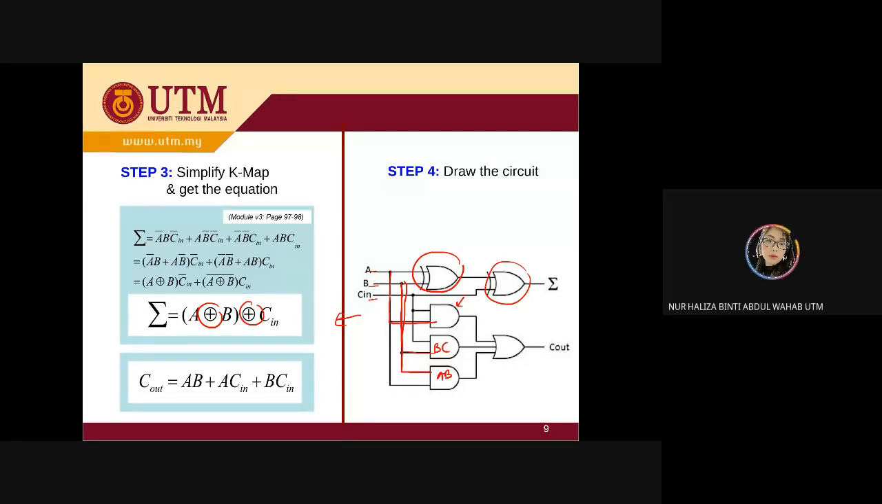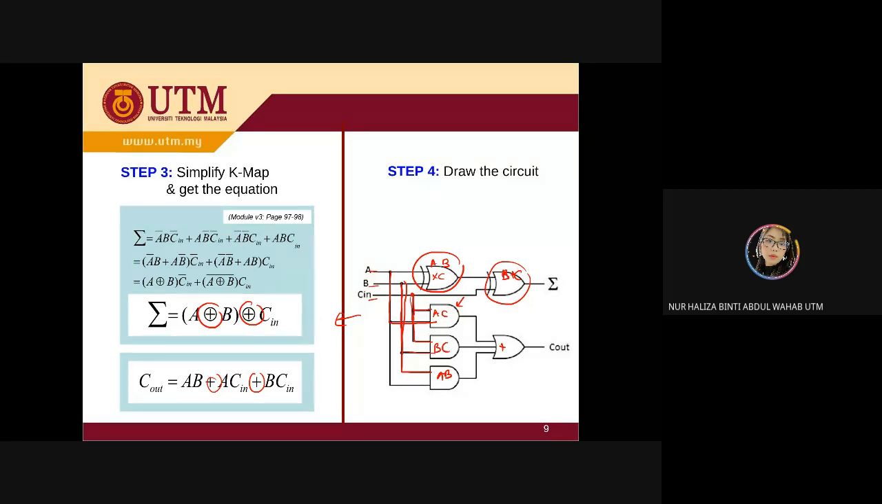Okay, wait. I want to check this one. A and C. Okay, this one is A and C. So this one is OR. All together, all the OR. This one is exclusive OR, which is A exclusive OR B. This one is B exclusive OR C.